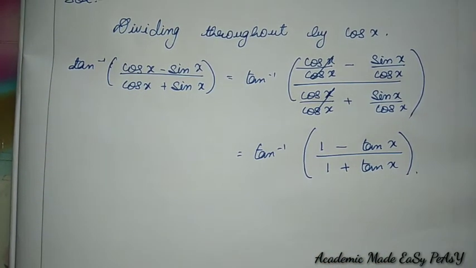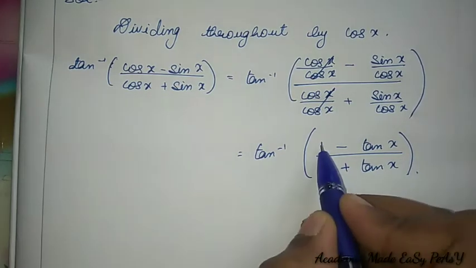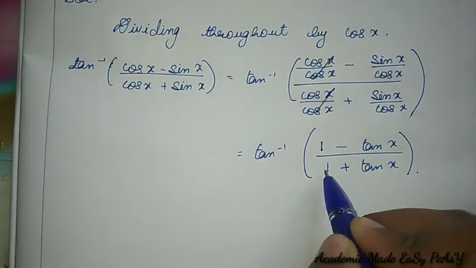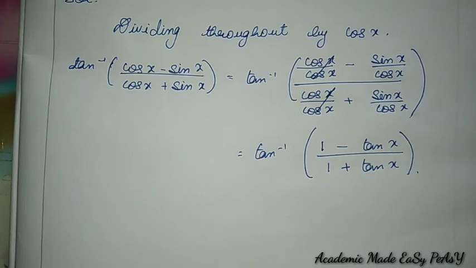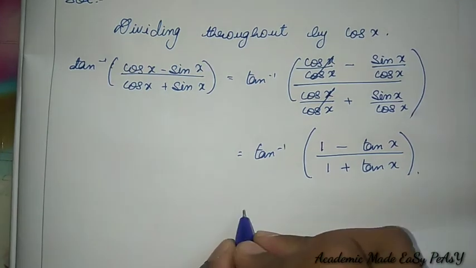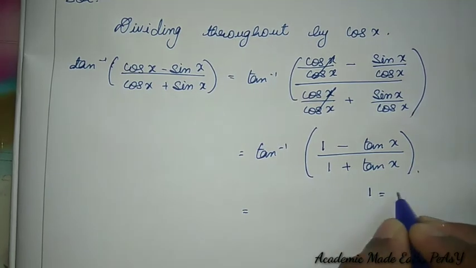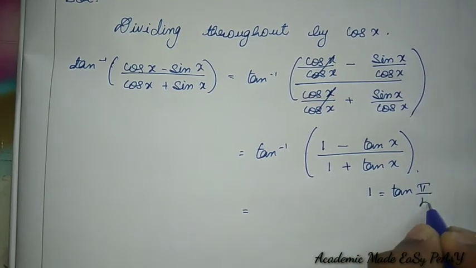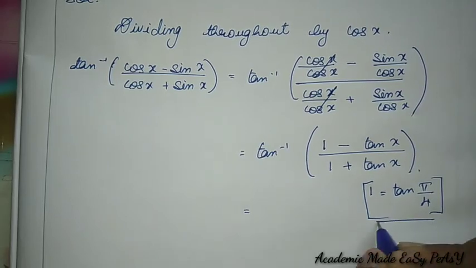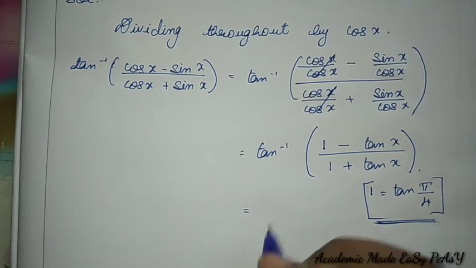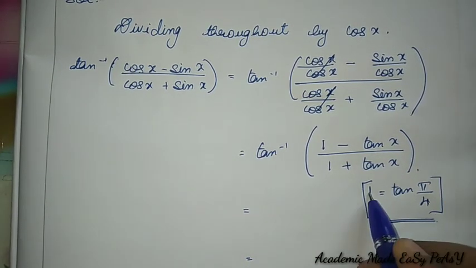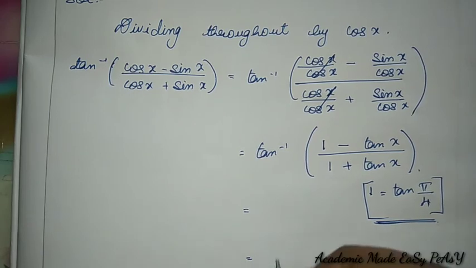So now we will get a clue. See, already we have done so many sums with this one, so it is very easy for us to identify. Here I have 1 minus tan x divided by 1 plus tan x. See, my y will be tan pi by 4. What is tan pi by 4? It is 1. So therefore, I will substitute the value 1 is equal to tan pi by 4. We have already learnt all this in class 11, so I'm just directly writing this.